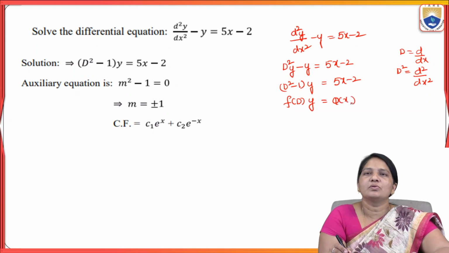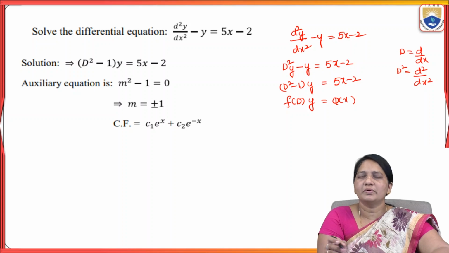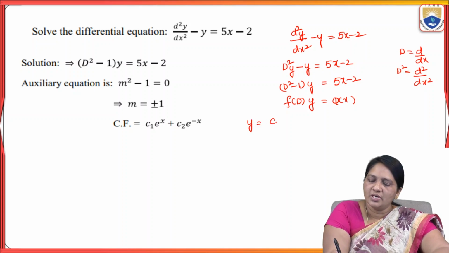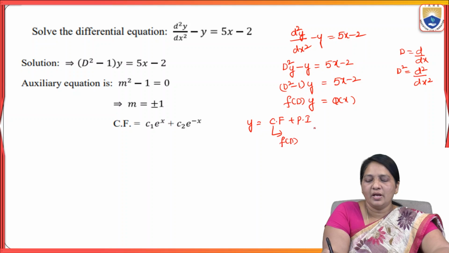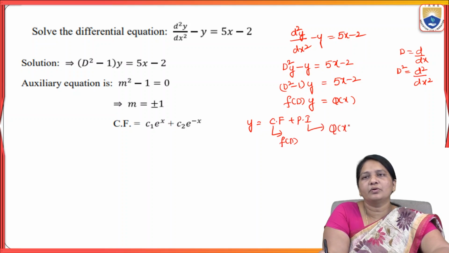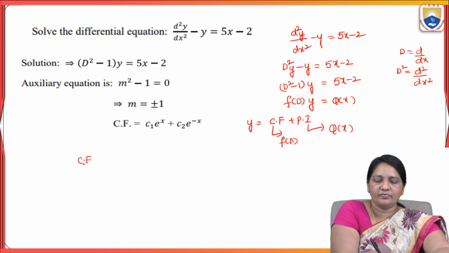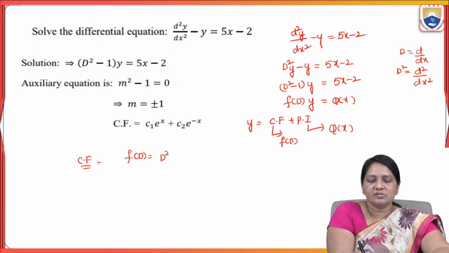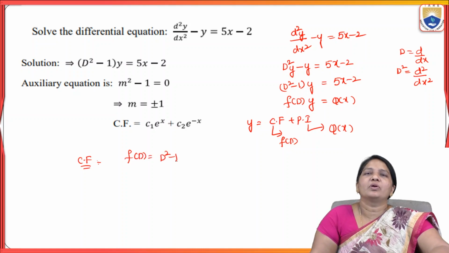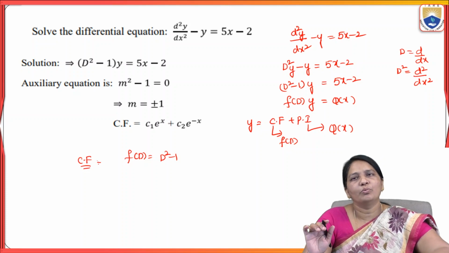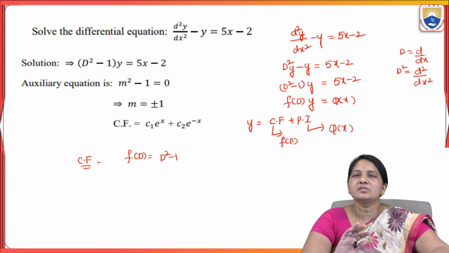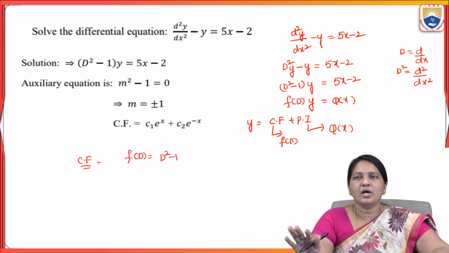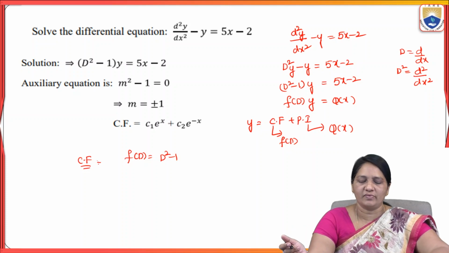So first of all, what is the solution of the given non-homogeneous differential equation? Y equal to CF plus PI. So we are going to get CF from the f of D, and we are going to get the particular integral PI from the Q of x. So first I am calculating CF, the complementary function. So what is the f of D? F of D equal to D square minus 1. Here one important point you have to remember: for all problems, for the homogeneous or non-homogeneous also, there is no change in the complementary function. So as it is, we can follow the same method to calculate the complementary function for homogeneous and non-homogeneous equations also.